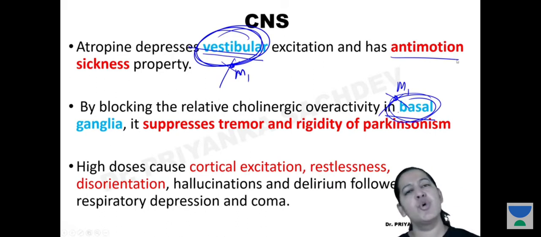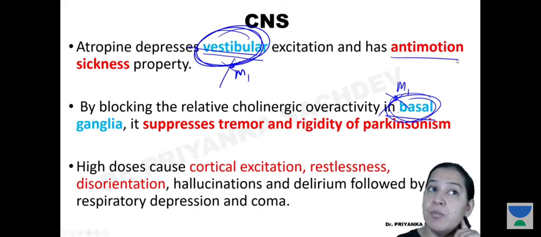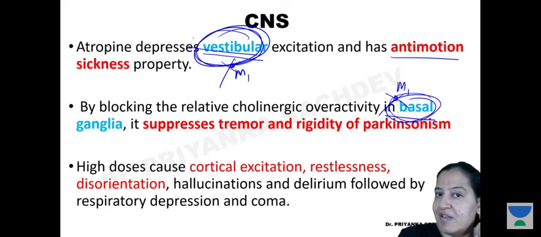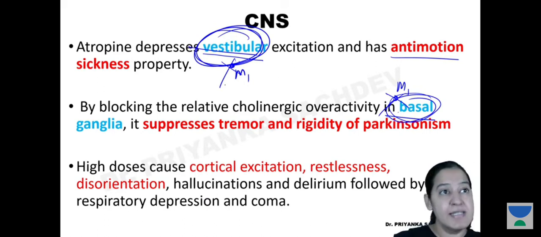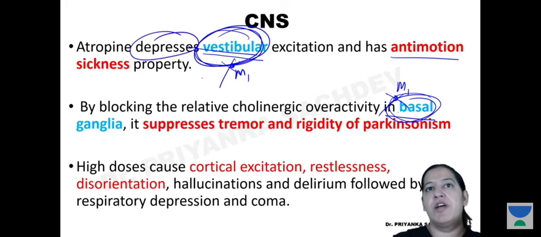You know what motion sickness is? Whenever a person travels via bus or some vehicle, via car, the person feels nauseated or vomits. So vomiting with traveling is motion sickness. It is due to the overstimulation of the vestibular apparatus present in the inner ear. Since these drugs are blocking and depressing the vestibular apparatus, they are useful for anti-motion sickness.